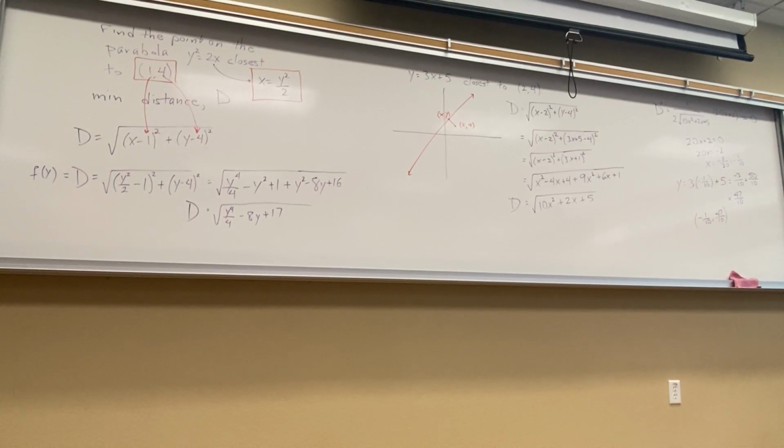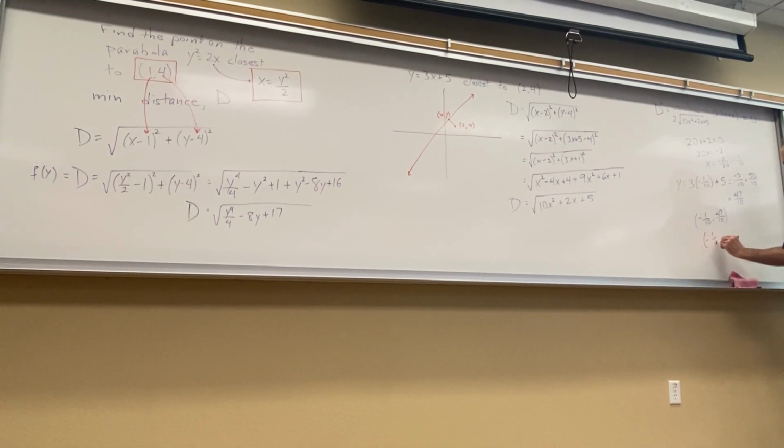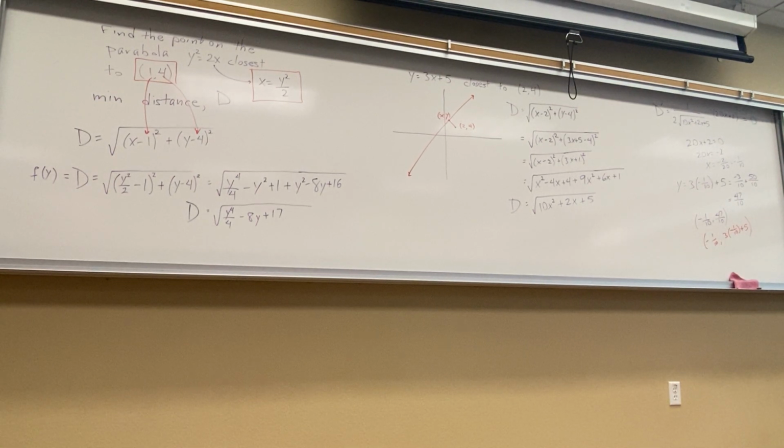Okay. Any questions here? So you said we can just leave it at y equals 3 times and all that stuff. But then how do we have the point? You could write it like this. WebAssign will accept that, I would accept that too. I don't really care. Do the arithmetic, or you can just plug it into the calculator and have it convert it back to the fraction. Okay.